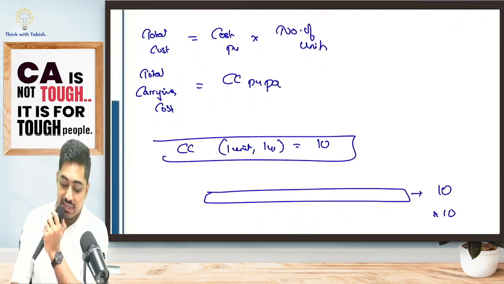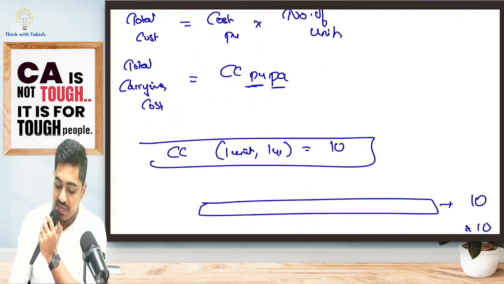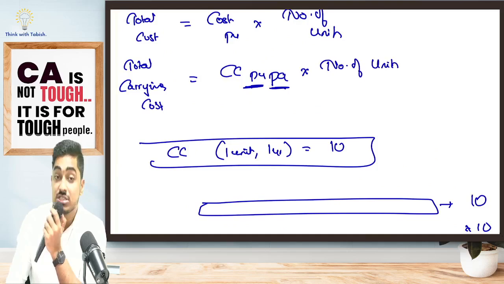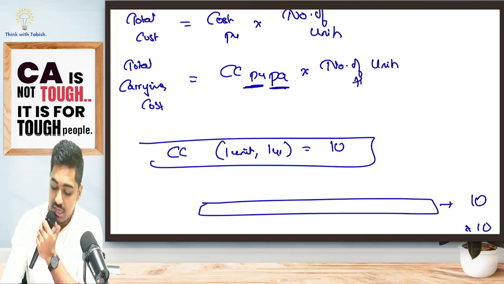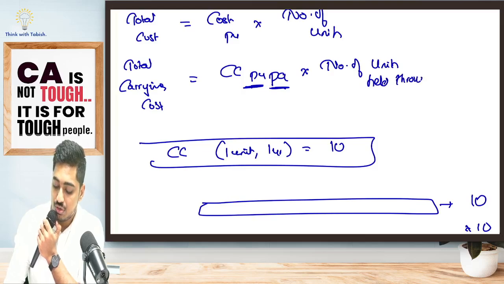So I am telling here carrying cost per unit per annum. So when you are multiplying, you have to multiply by number of units. It is not just number of units, but number of units held throughout the year. Yes or no, everyone? Yes, simple explanation.